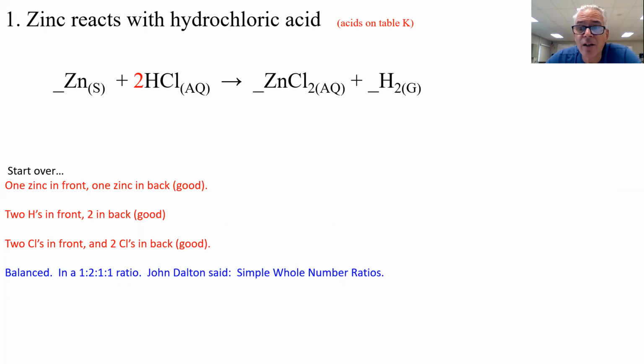Whenever you finish balancing an equation, check the ratio. Because if you happen to get lost and keep building and building and building, you might end up with a 2 to 4 to 2 to 2 ratio. Now that would balance, but it's not correct. It has to be the lowest possible ratio.